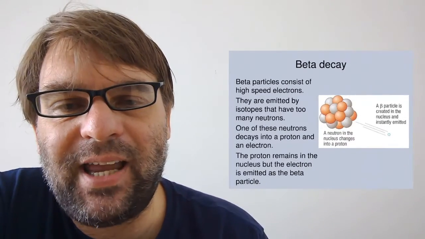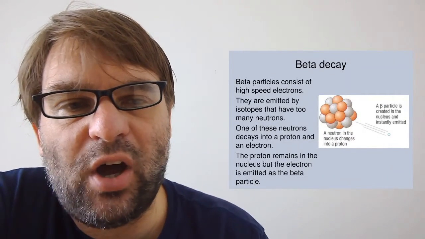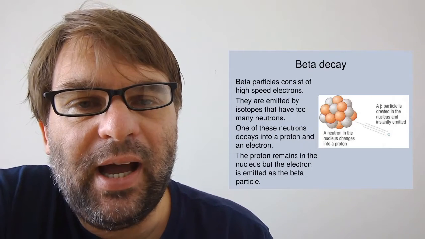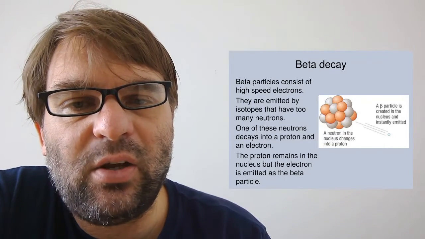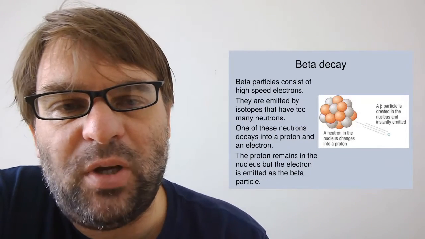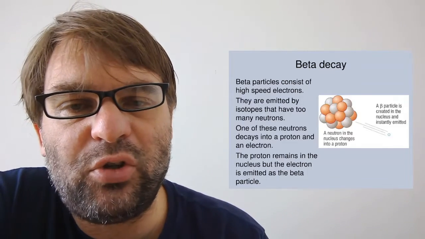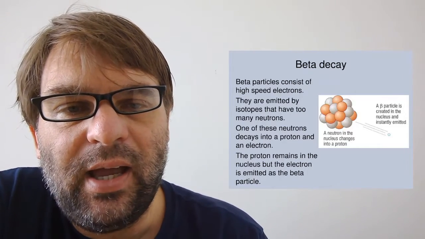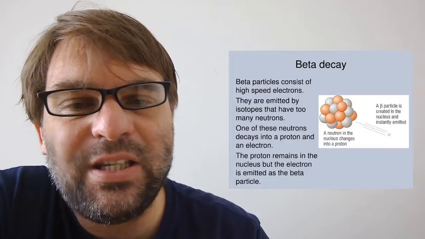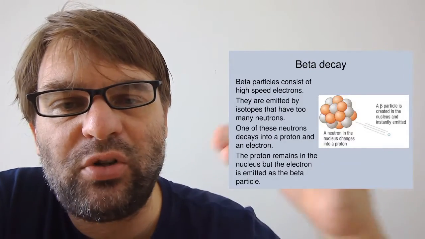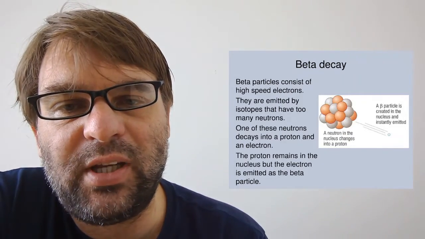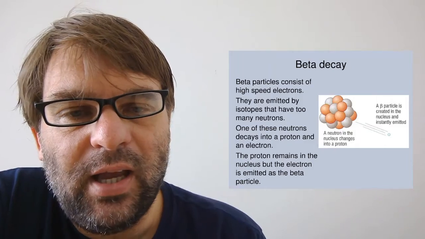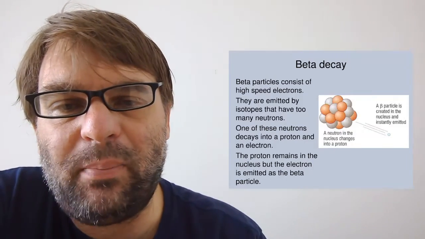Then we have beta decay. Okay, so that's the loss of a high-speed electron. They are emitted when the isotope has too many neutrons, so it wants to convert them into protons to stabilize the nucleus. And the proton remains in the nucleus. Okay, so the number of protons of the resulting atom increases, but you emit a beta particle.